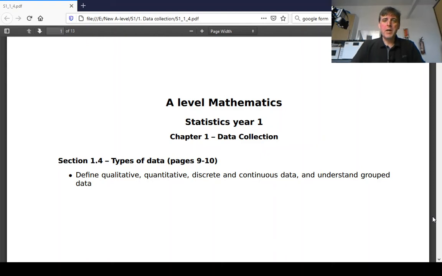Hello, it's another A-level maths video. We're looking at types of data in this video, section 1.4 of the Statistics Year 1 textbook. So in this video, we're going to be learning lots of definitions: qualitative, quantitative, discrete, continuous, and some other words as well. So let's get started.